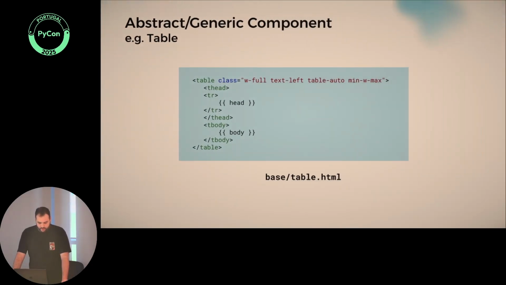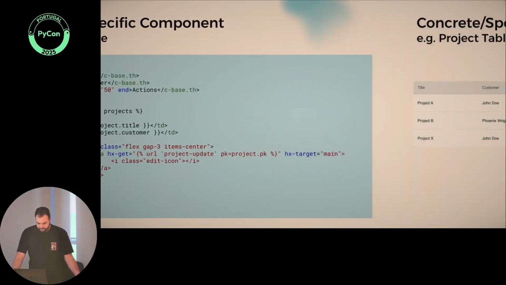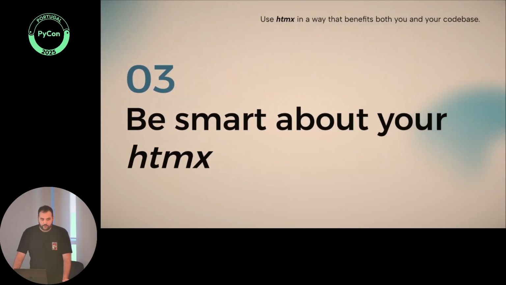So here we have an example of what can be considered a base table or an abstract table. You style it however you want. And when you need to provide any data to it, you just create an extended version of that component. As you can see, it inherits from the base table with the values and the actions that that data model provides. And that's the result. Also, very simple design. So if you're already using HTMX, how can we improve the usage?